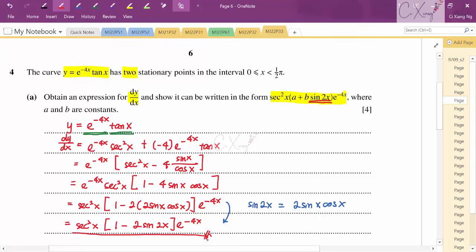Okay, so this is what we have for part A, question number 4. You can see that a is 1 and b is -2 for this particular answer. All right, then let us proceed to part B.